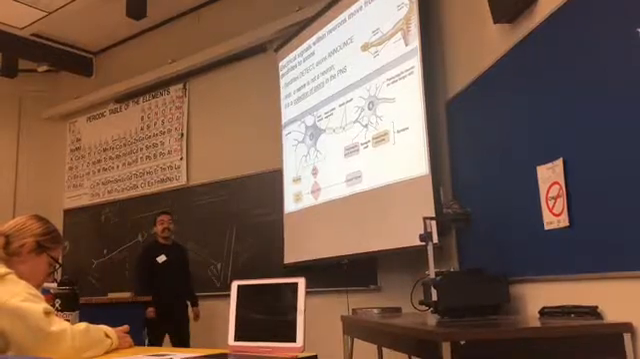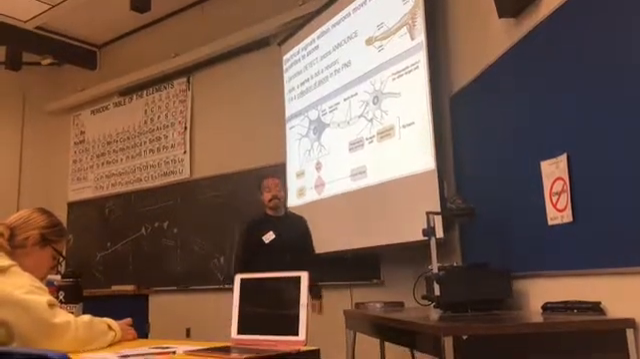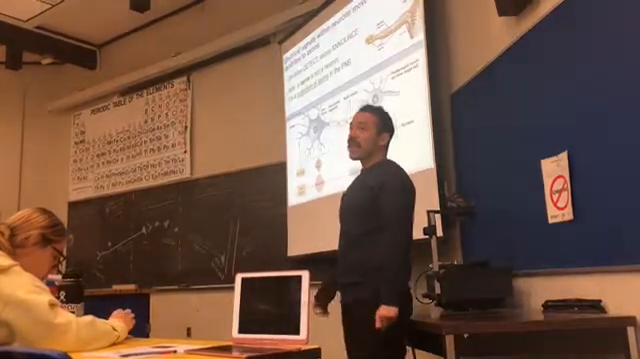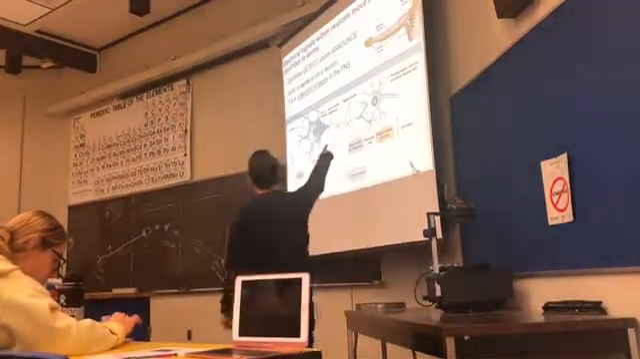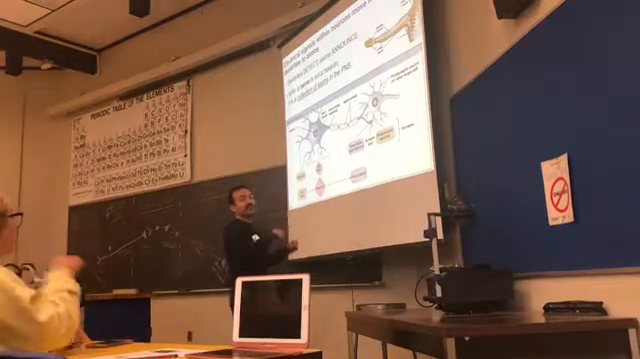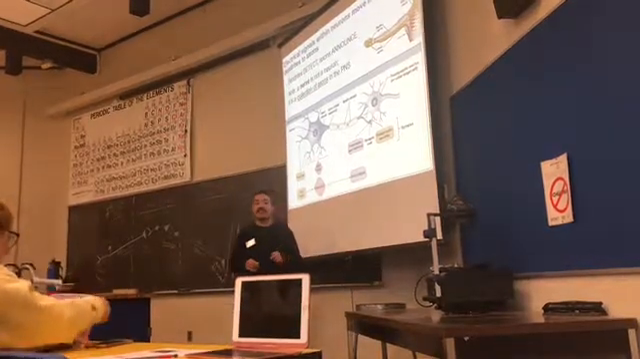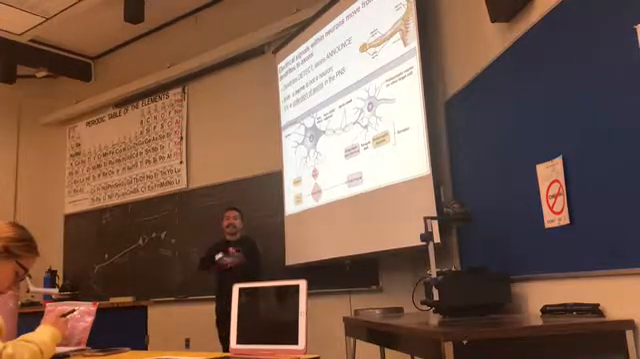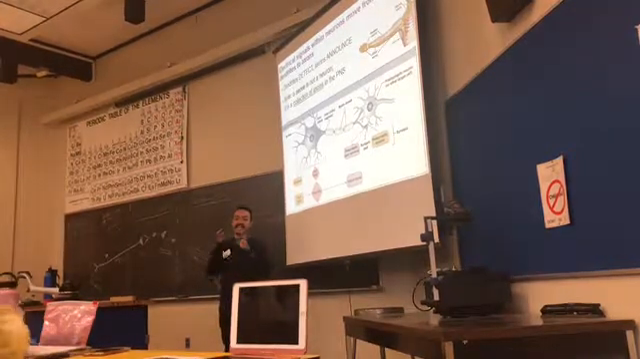Yes? Does that mean there's a bunch of axons in the myelin sheath? We'll get to what the myelin sheath is later, but the myelin sheath covers individual axons. So a nerve likely has lots of myelin sheaths in it.